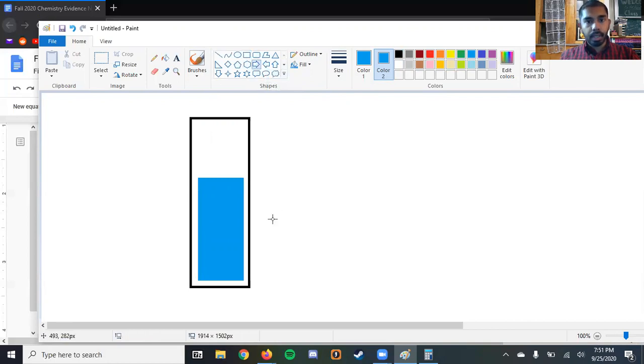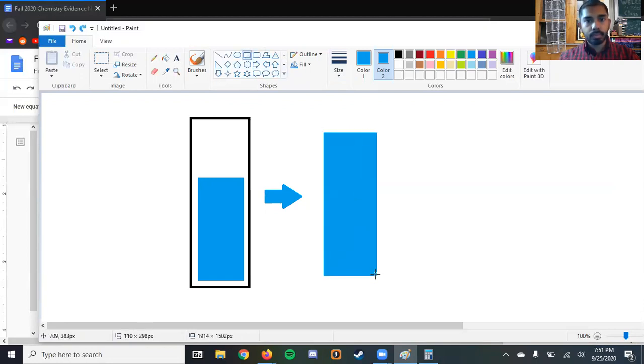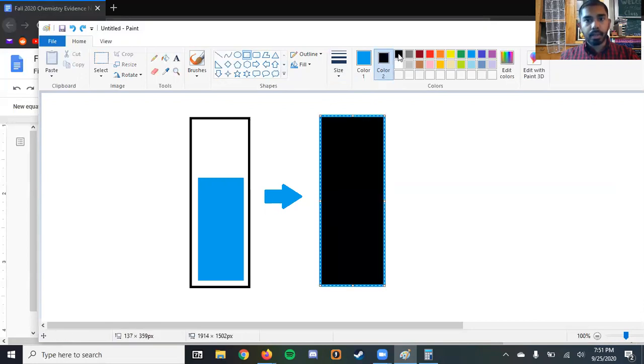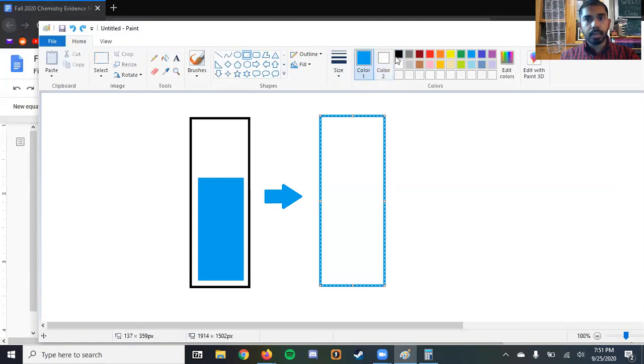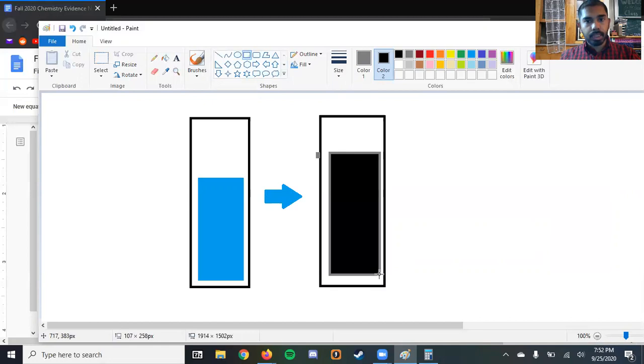If I go ahead and toss a rock into my water, what's going to happen to that water is that it's going to raise a certain amount. I'm just going to draw that from the side here.